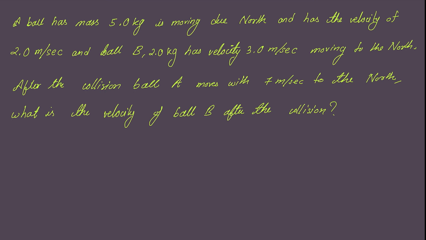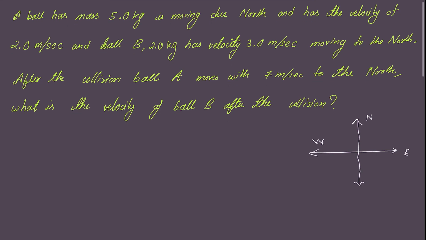Okay, so it has to do with the coordinate system, that is actually the north, south, east, west system. So let me just draw that on the side here. So that is east and that is west. Okay. So yeah, there's a ball, 5 kilograms, moving north with a velocity of 2 meters per second, and there's another ball, 2.0 kilograms, with a velocity of 3.0 meters per second, moving to the north too.